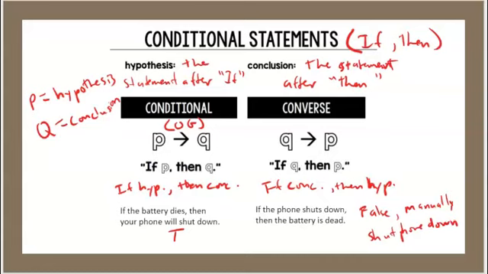So again, looking at the difference between the two, if the phone shuts down then the battery is dead can have a counterexample when I do it by myself. But if the battery is dead, the phone is indeed going to shut down. So again, the conditional in this case is true, and we found a counterexample to make the converse false. So let's take a look at two more examples here before you go to the back, which is a whole table of examples for you to try.